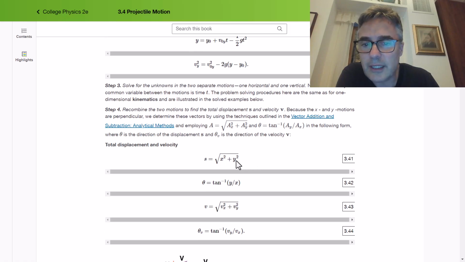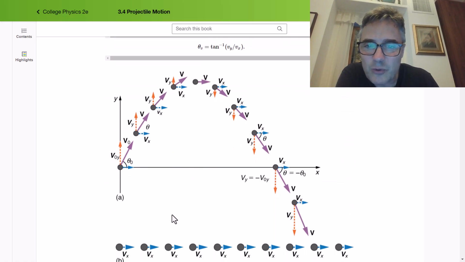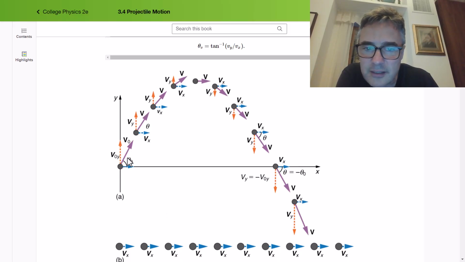And then there's some geometry here, but the way it looks is that if something is flying along here, these purple arrows are the velocity vectors. And then these other two arrows on every dot here are showing just the components of that velocity. And what's interesting is that the blue, the x component, never changes.